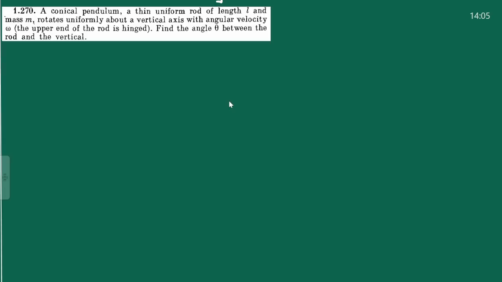Now in this question, there is a conical pendulum, and instead of a fixed point mass, there is a rod of length L and mass M. This rod is rotating in this circular path. The mass of the rod is M and the length of the rod is L. The question is asking at what angle will this rod stay.